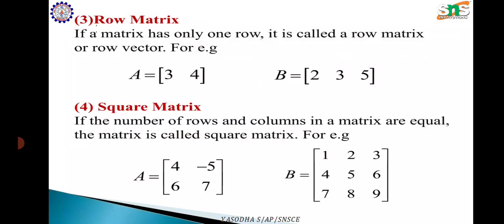Row matrix. What is a row matrix? If a matrix has only one row, then it is called a row matrix. For example, A is equal to 3, 4 and B is equal to 2, 3, 5. A and B have only one row, so they are called row matrices.